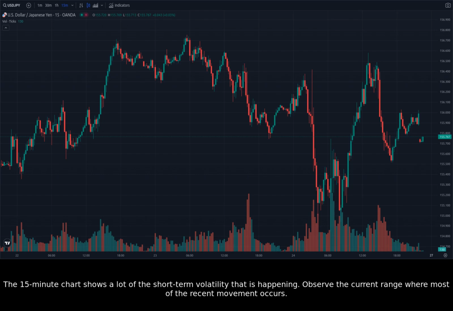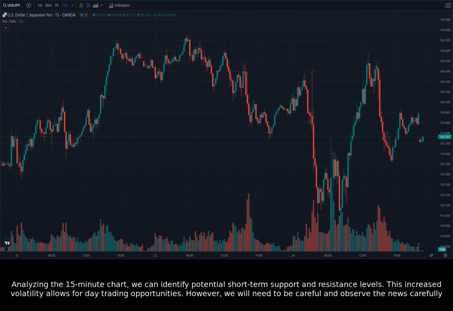The 15-minute chart shows a lot of the short-term volatility that is happening. Observe the current range where most of the recent movement occurs. Analyzing the 15-minute chart, we can identify potential short-term support and resistance levels. This increased volatility allows for day trading opportunities. However, we will need to be careful and observe the news carefully.